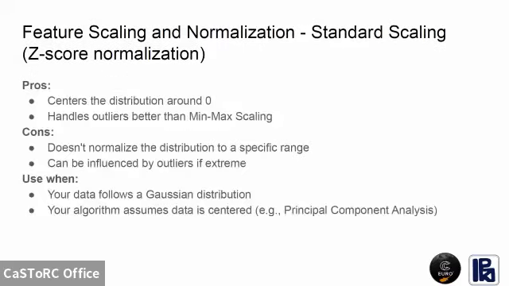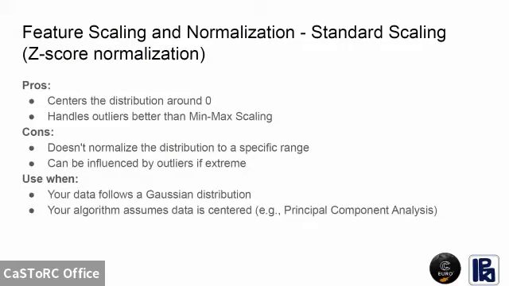Z-score normalization. The positive thing about this method is that the center of the distribution is guaranteed to be around zero. It also handles outliers much better than min-max scaling, because a very extreme outlier usually has a value of 3, 4, or even 5 from 0. So the values are scaled much more easily if you have extreme outliers.